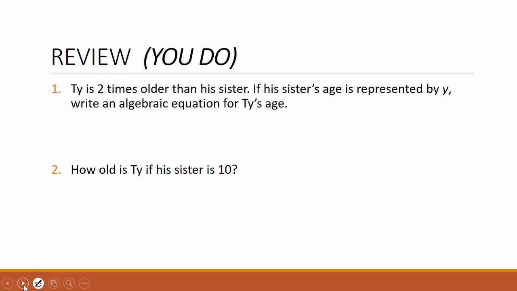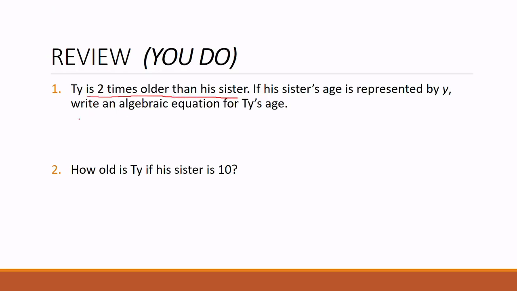All right, let's do a little bit of a review. So here's a little bit of an algebra question. It's a little bit of problem solving, but it should be fairly straightforward for you by now, hopefully. Ty is 2 times older than his sister. If his sister's age is represented by the letter Y, let's write an algebraic expression to represent Ty's age. So there's our information that we are using there.